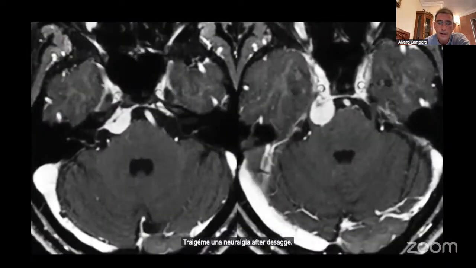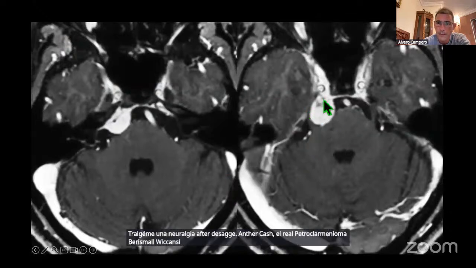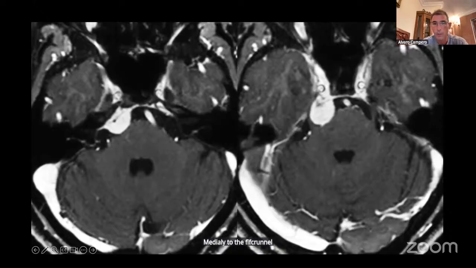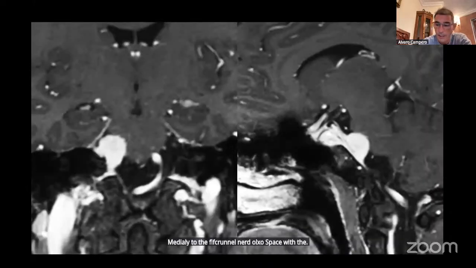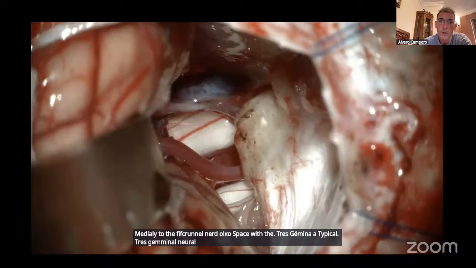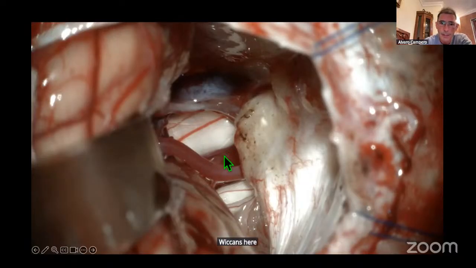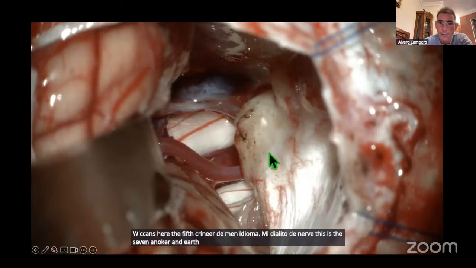Another case, a real petroclival meningioma, very small, because we can see the fifth cranial nerve and the petroclival meningioma medially to the fifth cranial nerve. Also a patient with atypical trigeminal neuralgia. So we perform the same. We can see here the fifth cranial nerve, the meningioma medially to the nerve. This is the 7 and 8 cranial nerve, the Tübingen line, and we have a big suprameatal tubercle.